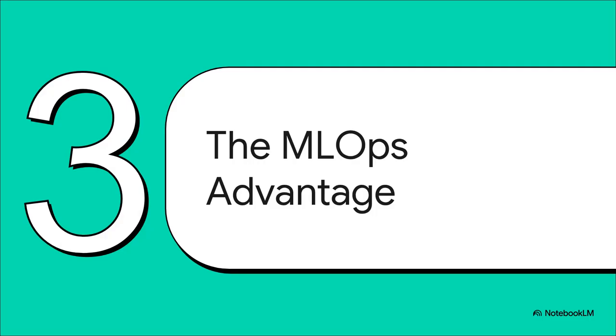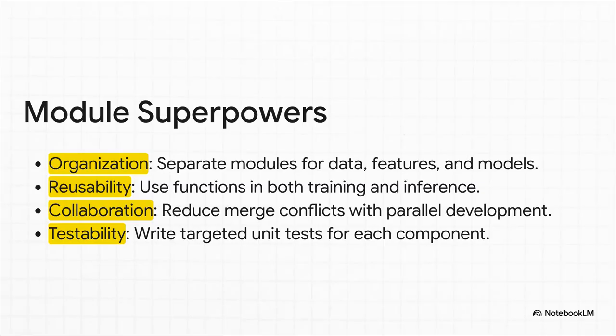All right, Section 3, the MLOps advantage. Now this is where we level up from just organizing code and start unlocking some serious MLOps superpowers. Using modules the right way gives you 4 huge advantages. First, the obvious one, organization. You can separate your code by what it does. Data, features, models. Second, reusability. That awesome feature engineering function you wrote, now you can import and use it in your training pipeline and in your live production inference service.